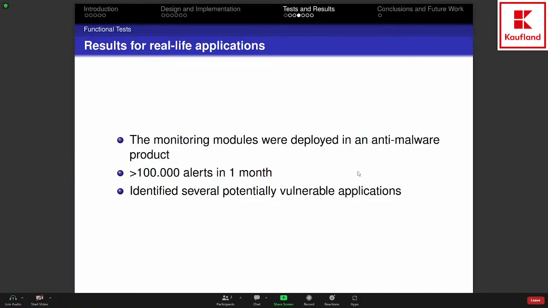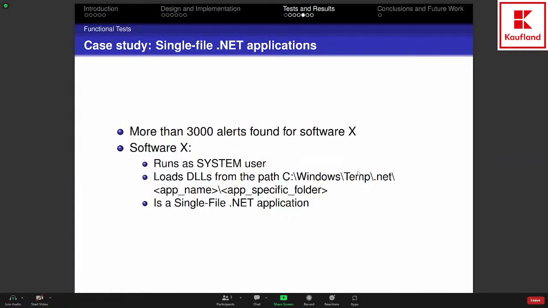Now, following on the implementation presented in the article, we present some real life results, because these implementations meanwhile ended up in the market in an anti-malware product. We had many hundreds of thousands of alerts. I'm going to quickly present one interesting finding, a case study for a software product. We're not going to give the name. Thousands of alerts. It seems to be exactly what we were searching for. It runs as a system user. It loads a DLL from the temp folder, which is usually writable.